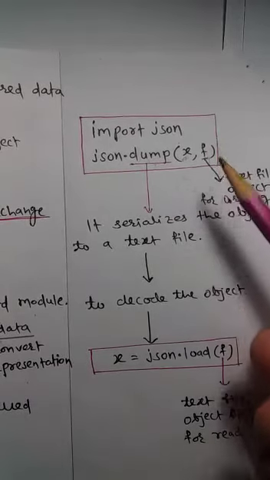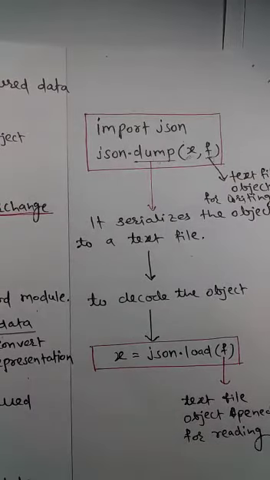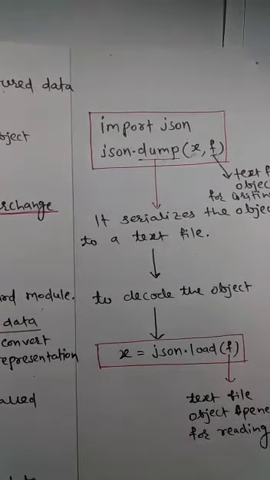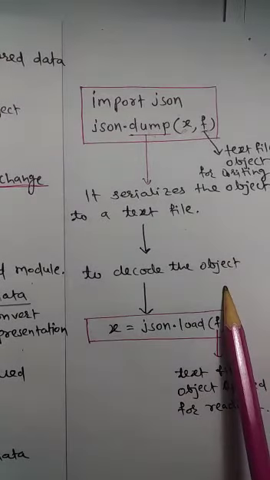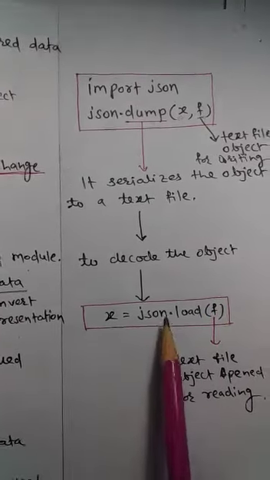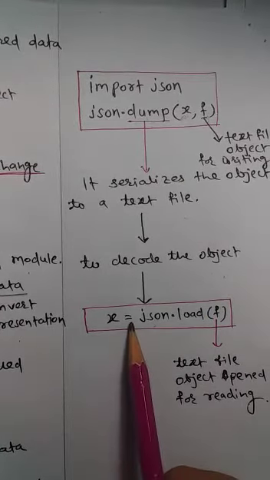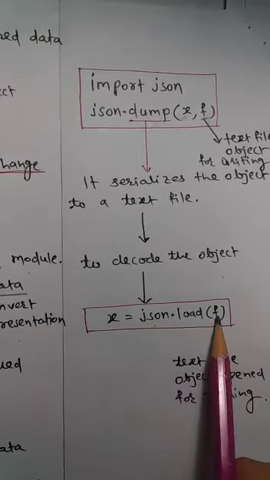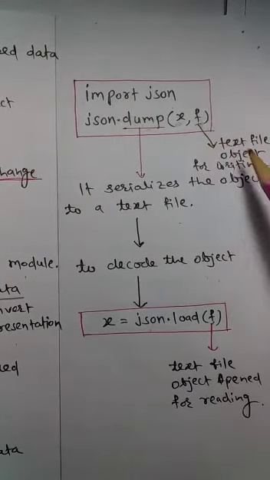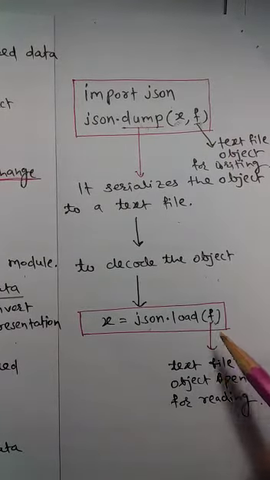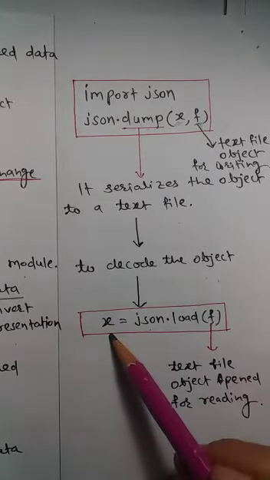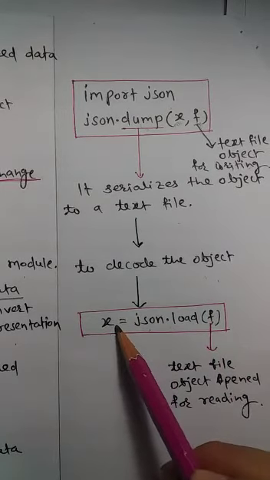Now when you want to again take back that item stored in the file, it is called deserialization. And to decode the object from the file and read it, we have the function load. Now how to use this load function? x is equal to json.load(f). Now as opposed to the earlier f, which was open for writing, here f is open to read from the file, and whatever you read from the file will be referred to by x.